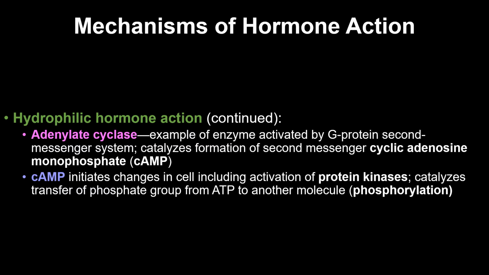In depth, this whole process is done with the hydrophilic hormone binding to the receptor, causing that G protein to split into two subunits. The G protein subunit activates the adenylate cyclase. Adenylate cyclase catalyzes the formation of cAMP, which is the second messenger. cAMP activates protein kinase A, with protein kinase A then phosphorylating specific proteins.